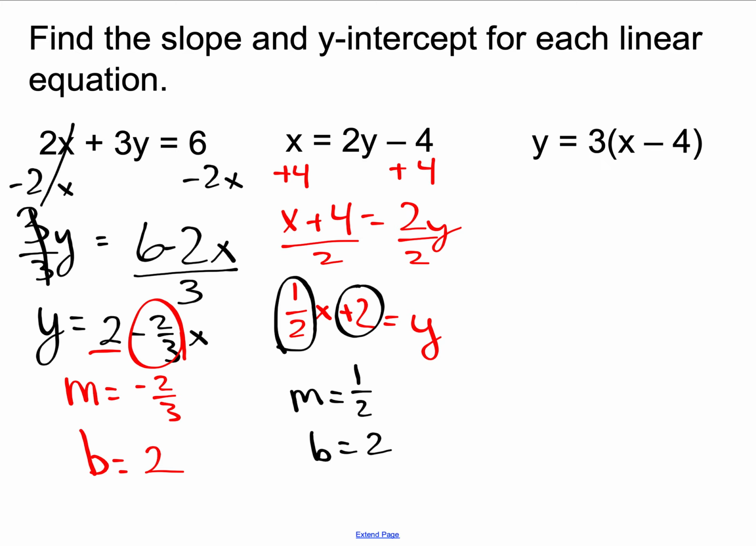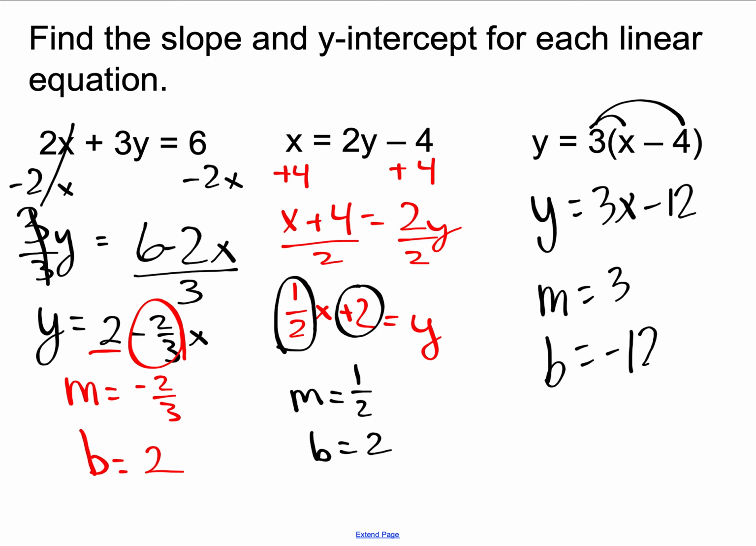y = 3 times (x - 4). It is solved for y, but we do need to distribute here, so it's in mx + b form. So this is y = 3x - 12. So the slope is 3, the y-intercept is negative 12.